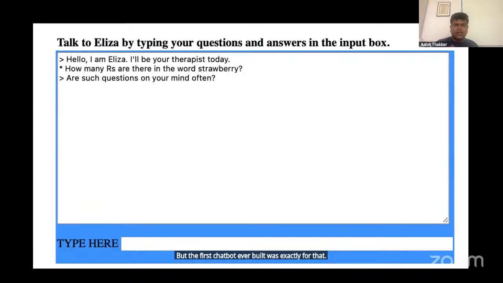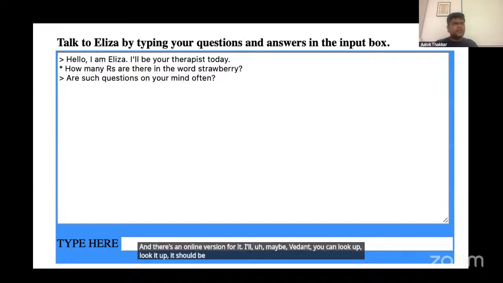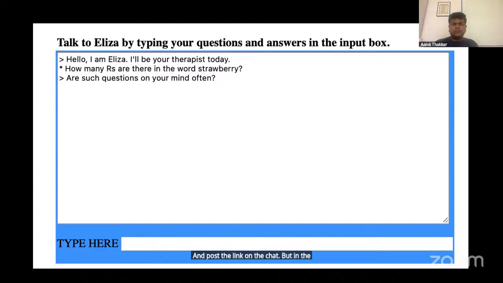You can try out Eliza, and there's an online version for it. Maybe Vedant, you can look it up. It should be on the New Jersey State University website and post the link on the chat. But in the meanwhile, I'll show you what I did.